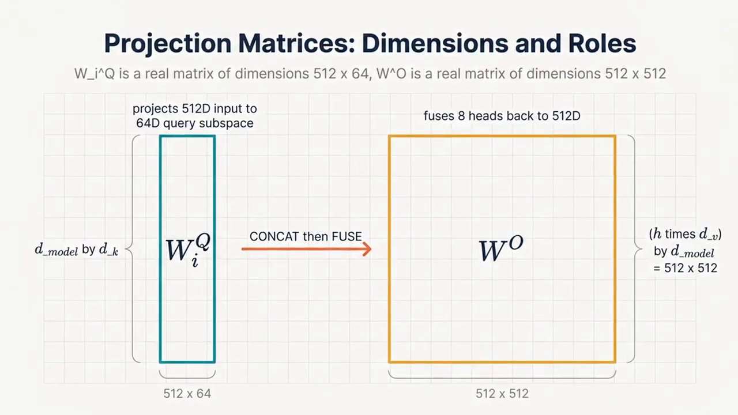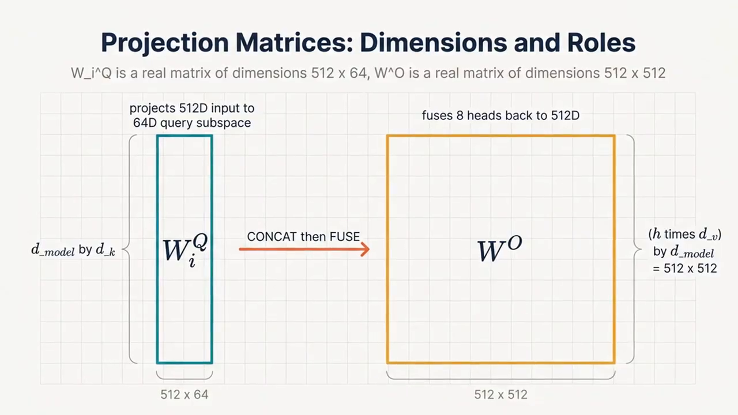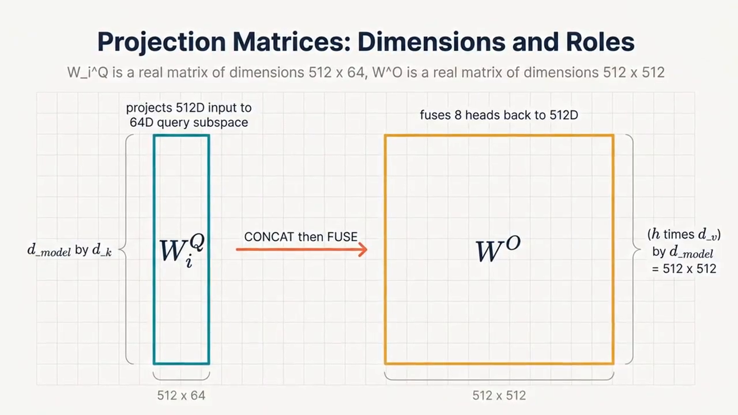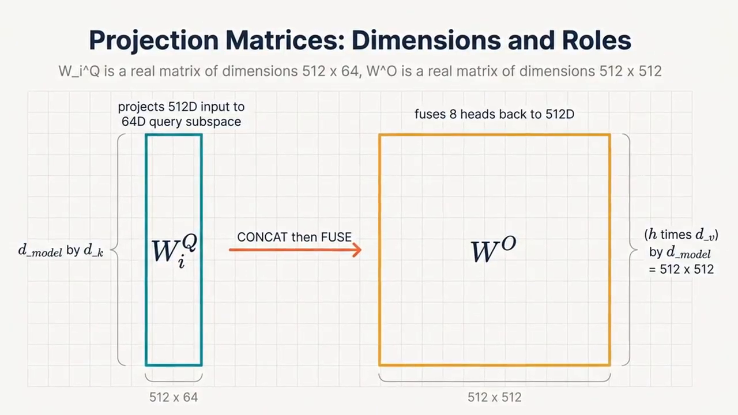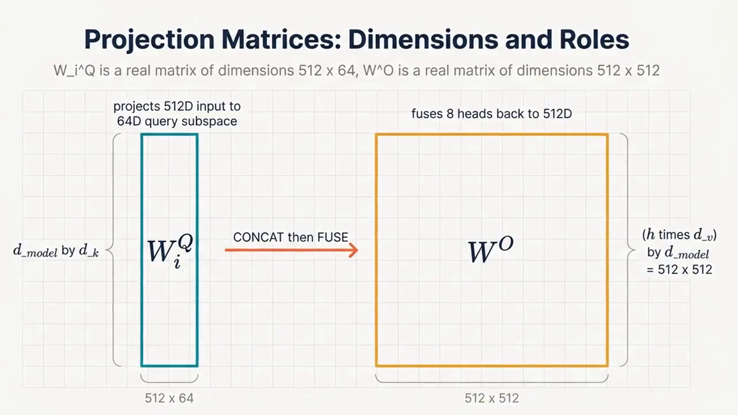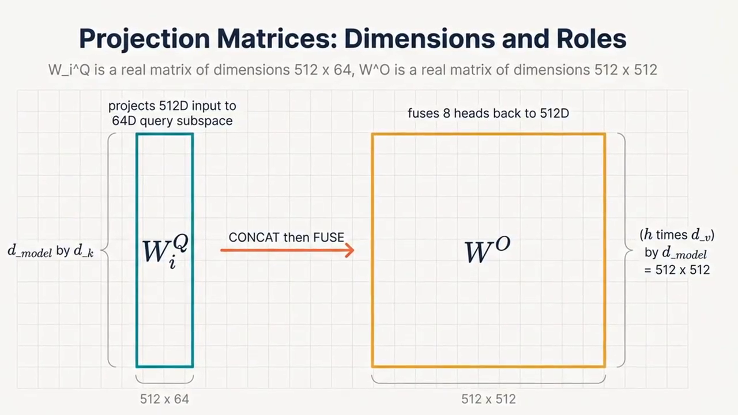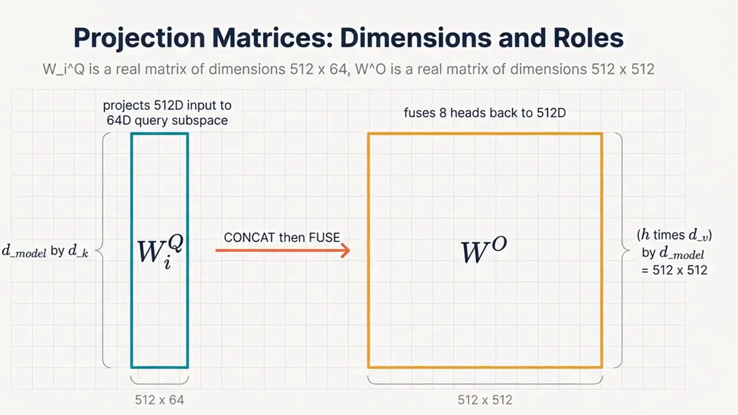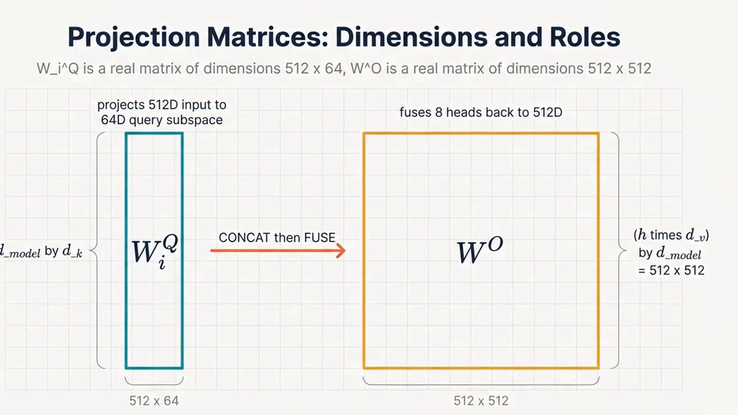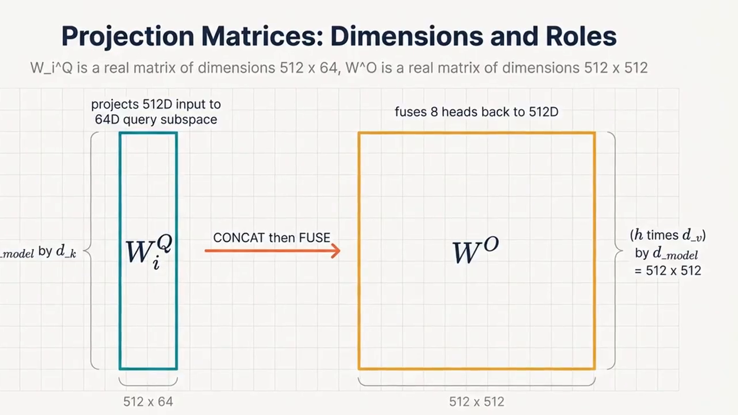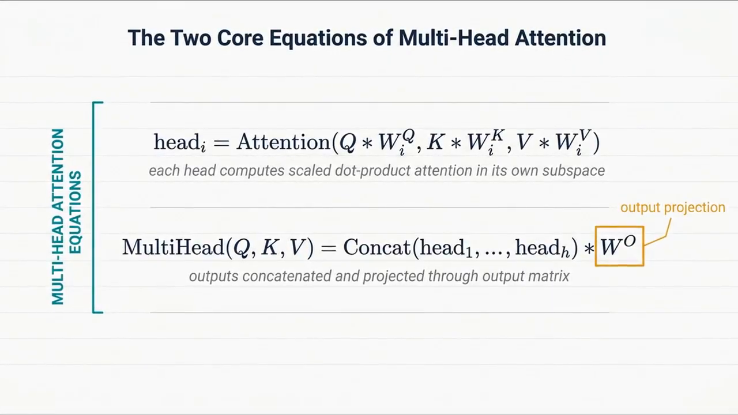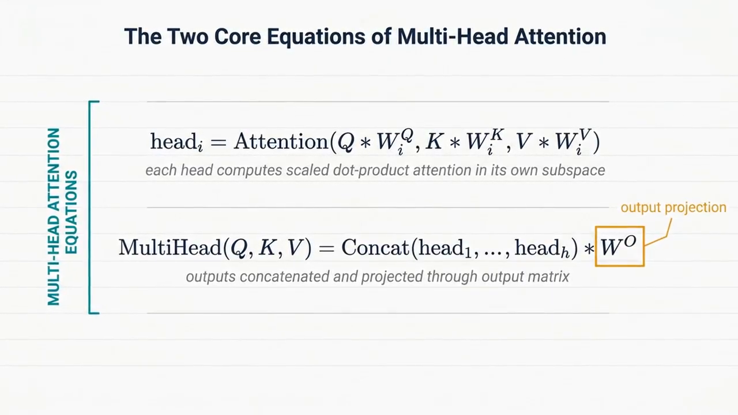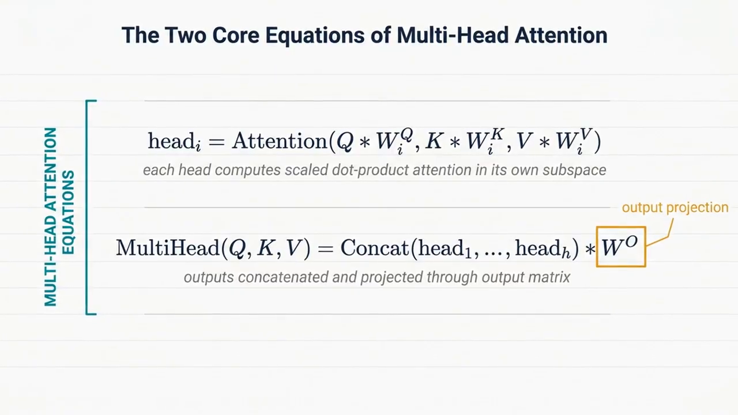This concatenated vector has a dimension of h times d sub v, which equals 8 times 64 equals 512. Finally, we multiply this concatenated vector by an output projection matrix W superscript O, which has dimensions of 512 by 512, to fuse the information back together. Mathematically, the projection of each head and the final output aggregation are defined by the following equations.